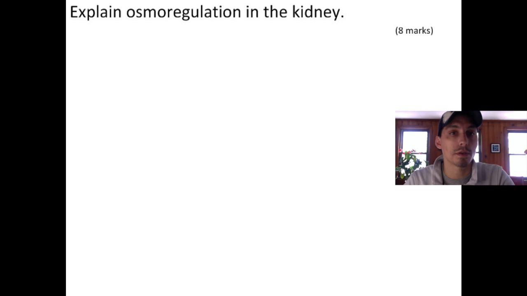So an IB question you could be asked is to explain osmoregulation in the kidney. This would be an 8-mark question, one of the ones at the end of paper 2. So take a minute here, pause the video, and see if you can jot down some notes. How would you answer a question like this?